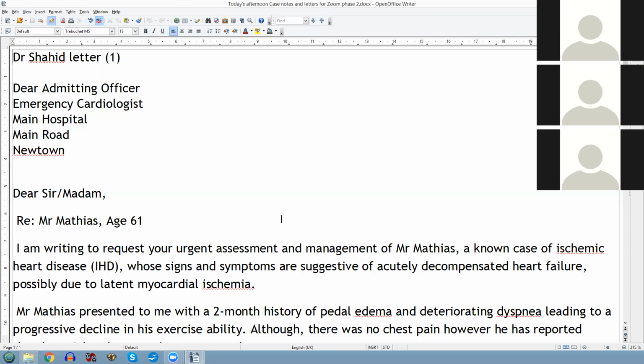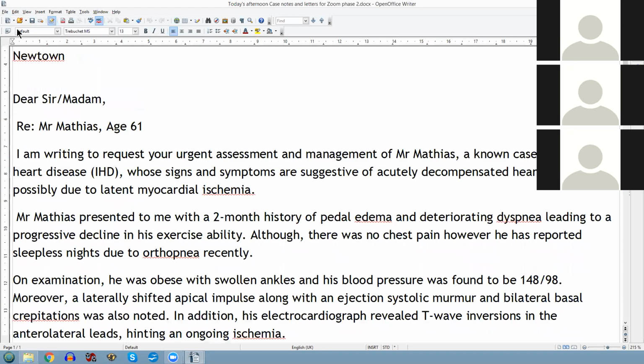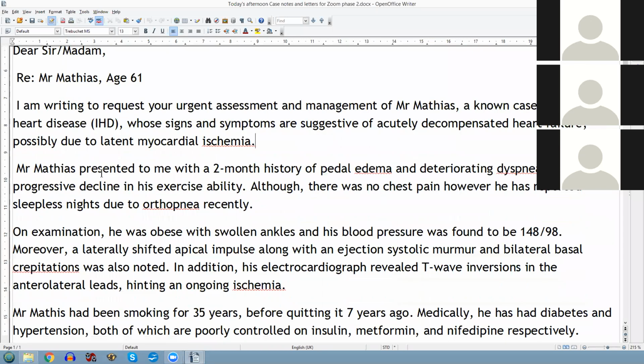Okay? Anyway, let's get on with this one. So, what are we doing? Your urgent assessment and management. Again, good. Straight to the point. That's what you want. Mr. Mateus, systemic heart disease, okay, right, good, yeah. Very good. That's what you need. What do you want the reader to do? Tell them right from the start. Okay. Mr. Mateus, very good phrasing.